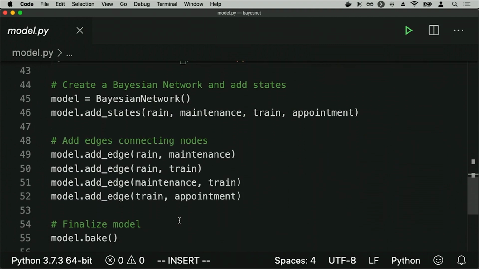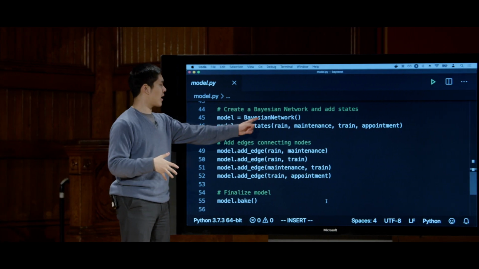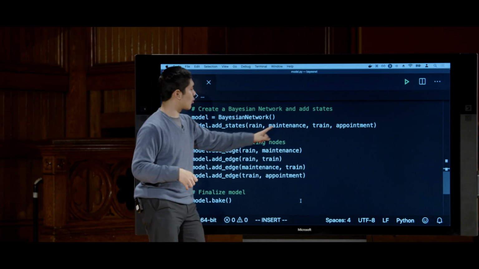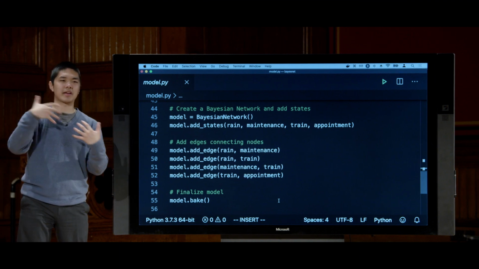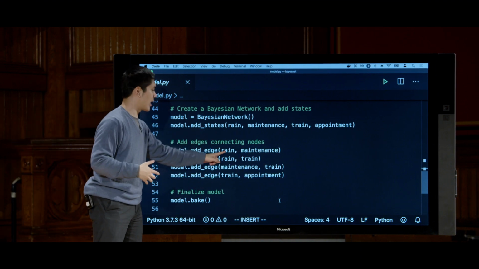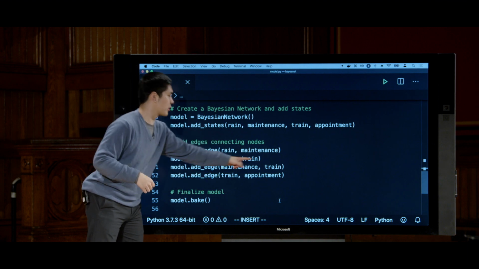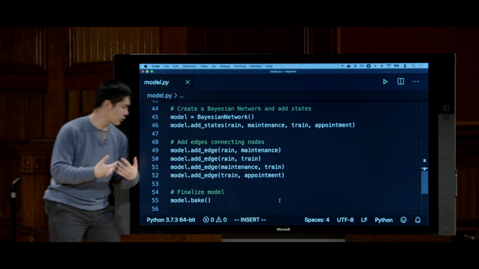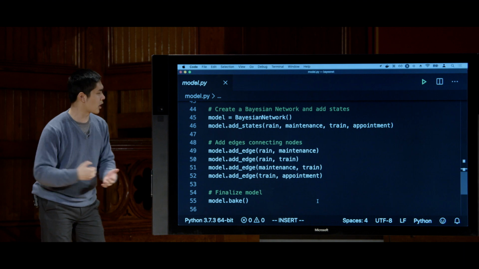Then at the end, what I do is actually construct this network by describing what the states of the network are and by adding edges between the dependent nodes. So I create a new Bayesian network, add states to it, one for rain, one for maintenance, one for the train, one for the appointment. And then I add edges connecting the related pieces. Rain has an arrow to maintenance because rain influences track maintenance. Rain also influences the train. Maintenance also influences the train. And train influences whether I make it to my appointment. And bake just finalizes the model and does some additional computation.